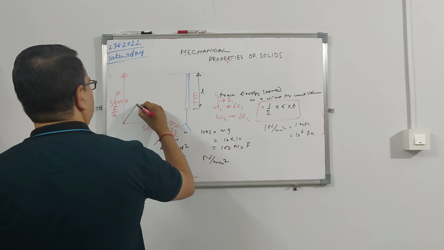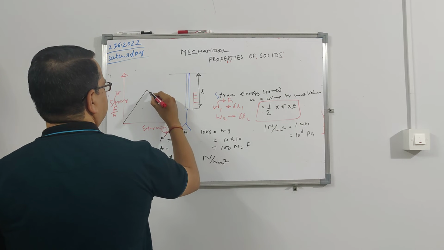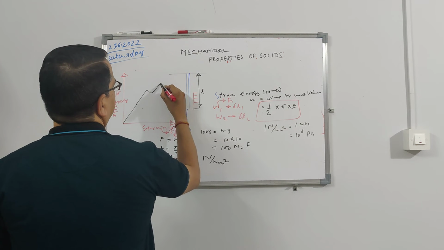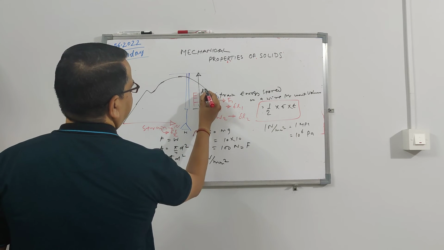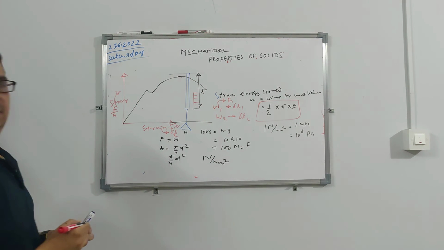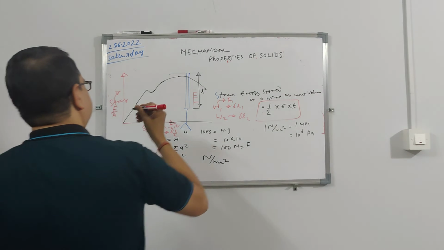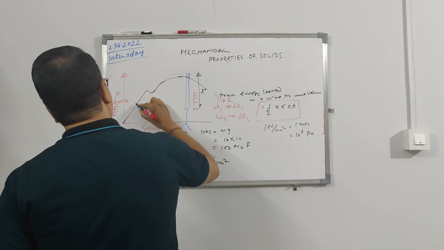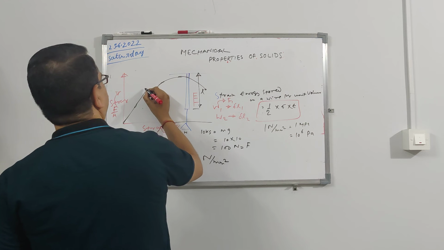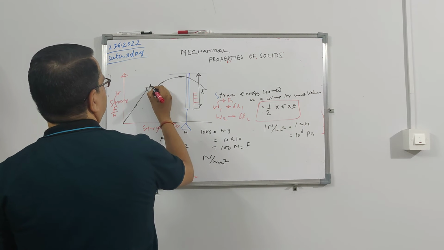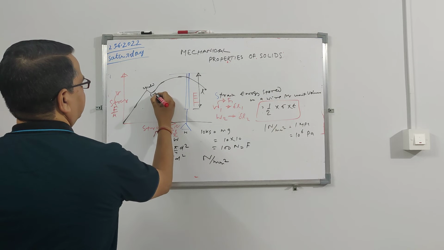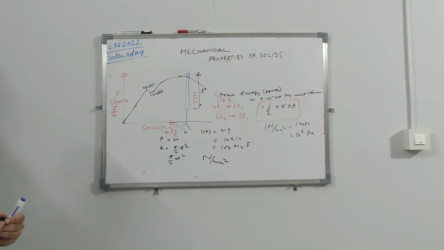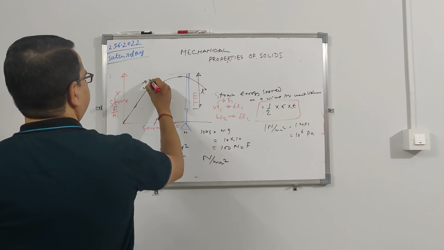For mild steel, it looks like this. There is some yield point, and then it will go like this. This is called the yield point. In mild steel you have an upper yield and a lower yield. The lower yield point stress is called sigma y.